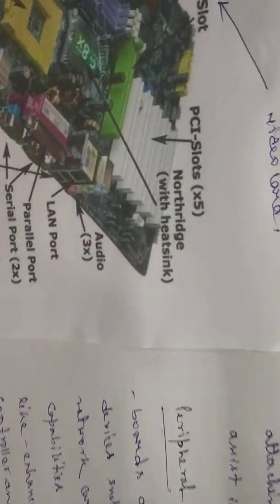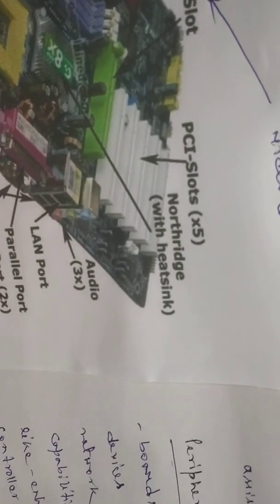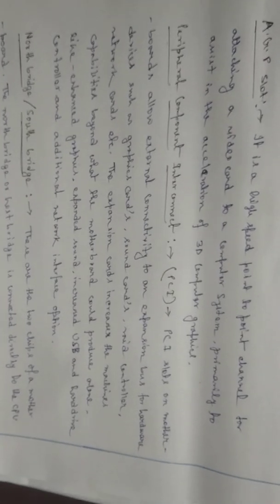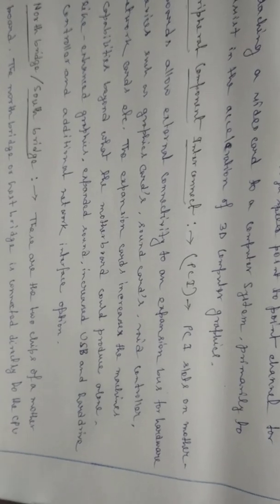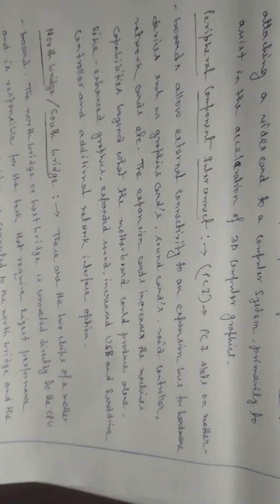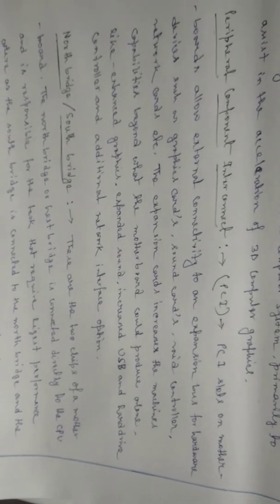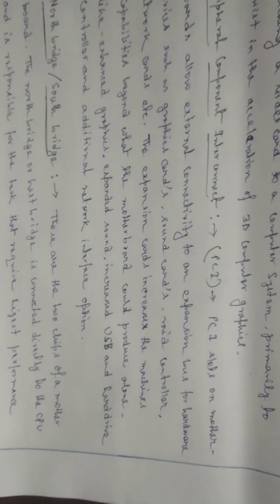Now I come to the PCI slot. You can see here 5 PCI slot, 5 white slot. So what is PCI? PCI is Peripheral Component Interconnect. PCI slots on motherboard allow external connectivity to an expansion bus for hardware, network card, etc. Devices such as graphics cards, sound cards, RAID controller, network cards, etc. The expansion card increases the machine's capability beyond what the motherboard could produce.